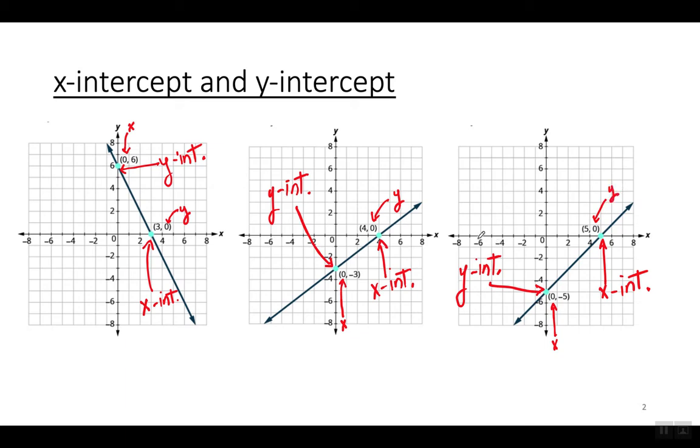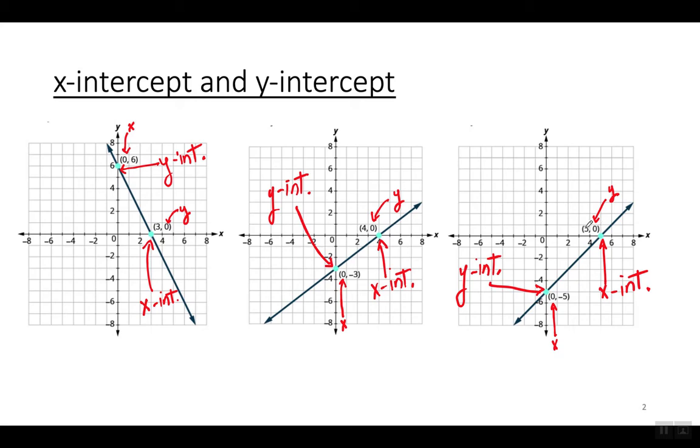Why is that? Well, because the x-intercept is where the line crosses the x-axis. Wherever you put a dot on the x-axis, it doesn't matter where, the coordinate for y will always be 0.